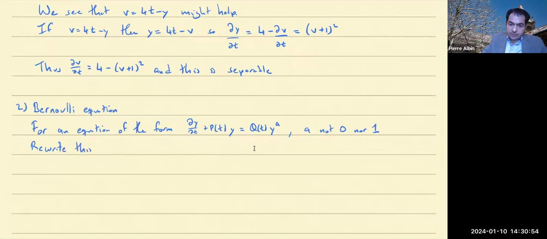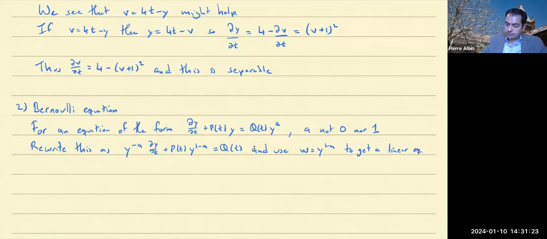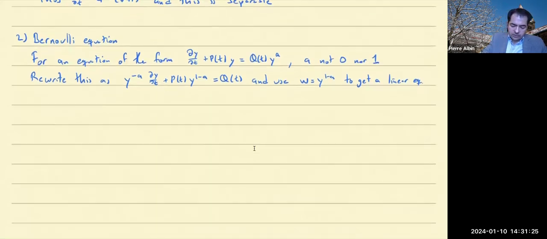Rewrite this equation as y to the minus a dy/dt plus p of t times y to the 1 minus a equals q of t. And then use the new variable, let's call it w, equal to y to the 1 minus a to get a linear equation. Right, so it's easiest to just see this in practice. Here's an example.